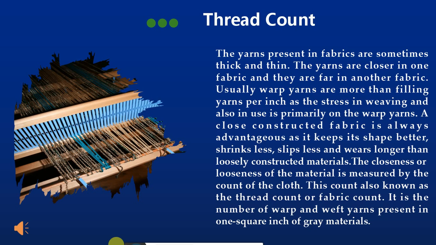A closely constructed fabric is always advantageous as it keeps its shape better, shrinks less, slips less and wears longer than loosely constructed materials. The closeness or looseness of the material is measured by the count of the cloth. This count is also known as the thread count or fabric count. It is the number of warp and weft yarns present in one square inch of gray material.